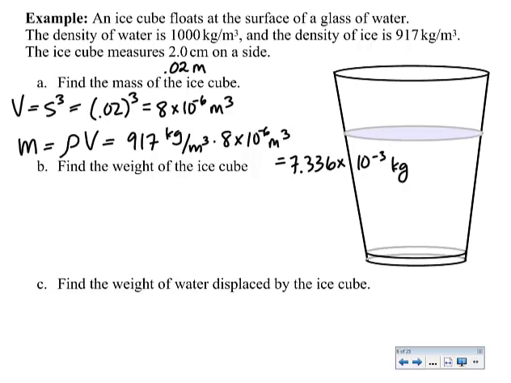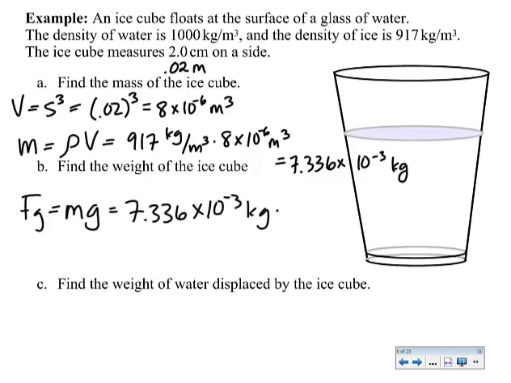B, find the weight of the ice cube. Well, we know that weight is equal to mass times the acceleration of gravity. So I'll take my mass from part A, 7.336 times 10 to the negative 3rd kilograms, times 9.81 meters per second squared, and that gives me approximately 7.2 times 10 to the negative 2nd newtons. I'll be coming back to these numbers later.